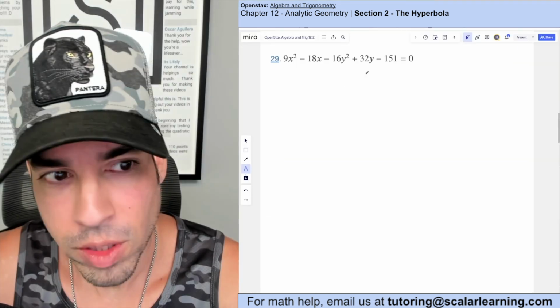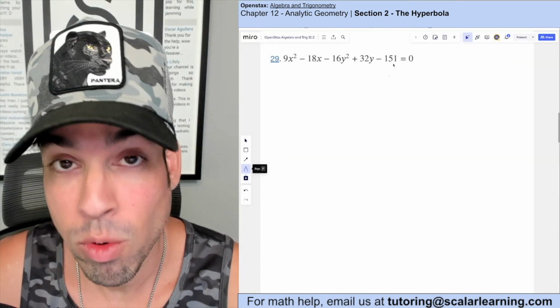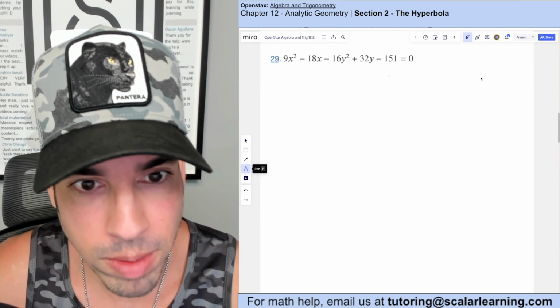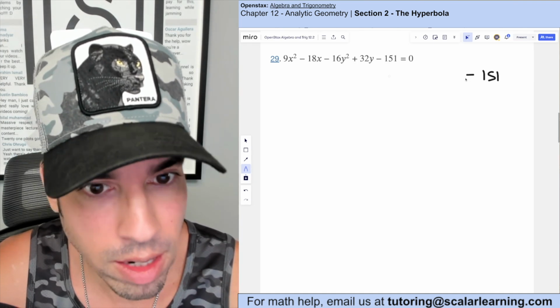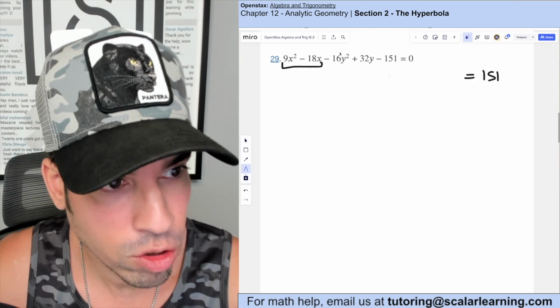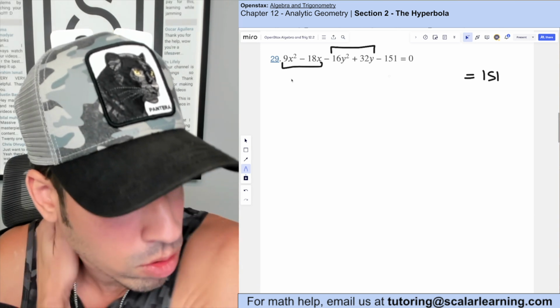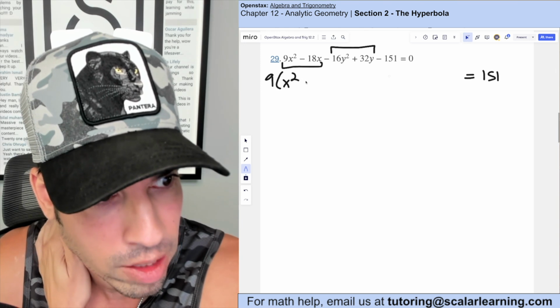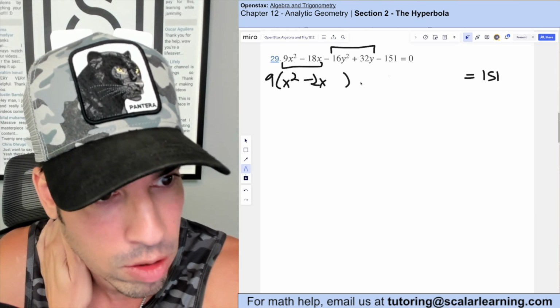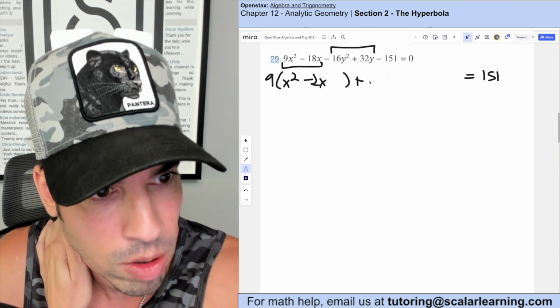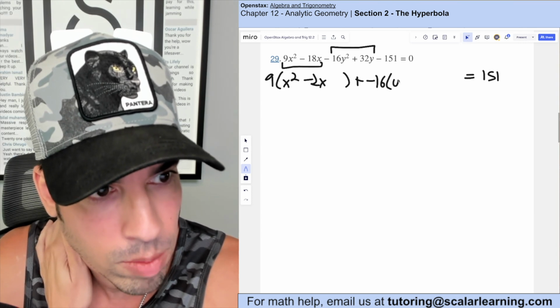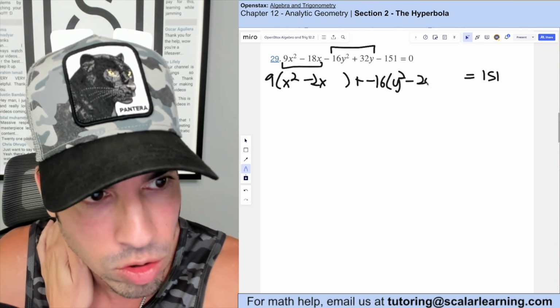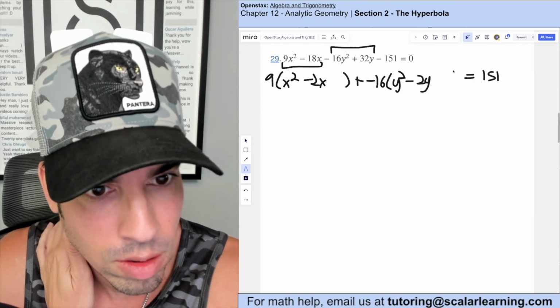Done. So for this one, we have to first get it into standard form before we can figure out the asymptote. So I'm going to add 151 to the other side, and then I'm going to take these two and factor out those leading coefficients. So here, I'm going to factor the 9 out of the x's. So we got x squared minus 2x, and then leave a little bit of room. Plus here, factor out a -16, and then we got y squared minus 2y, right? And then leave a little bit of room.